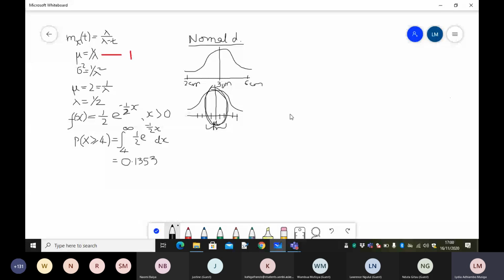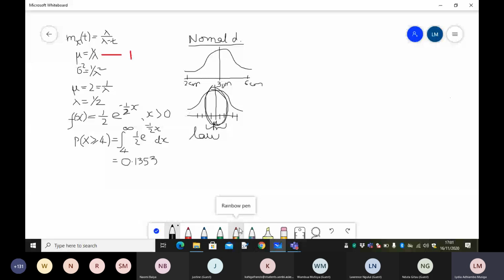So we can just note down about the normal distribution. We can say that most naturally occurring data follow the normal law. Let me spell law, L-A-W. The area under the normal curve, which is bell-shaped, is 1.